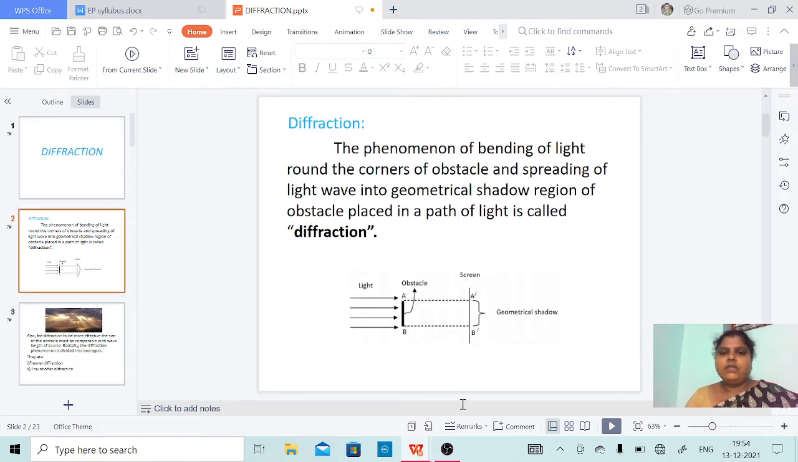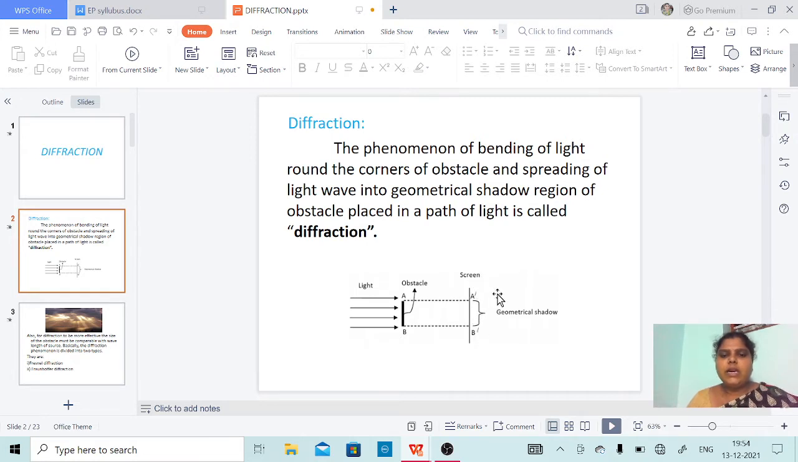The phenomenon of bending of light around the corners of obstacles and spreading of the light wave into geometrical shadow regions of an obstacle placed in the path of light is called diffraction. See here, here is a light, the waves of light, and AB is an obstacle. How the light will split and spread over the obstacle into the geometrical region. See here, this is the screen.